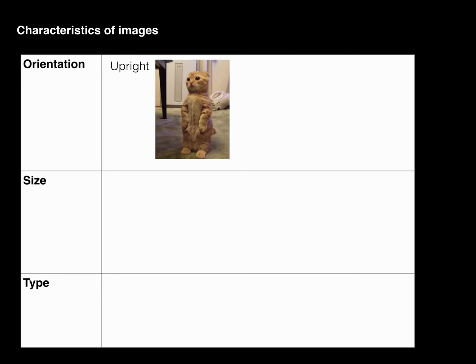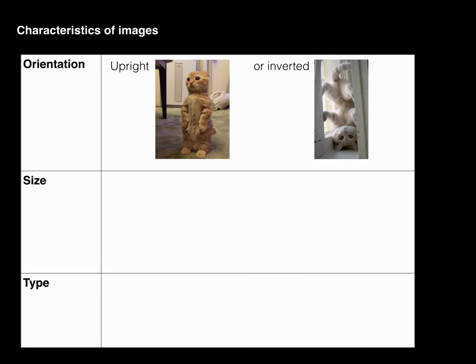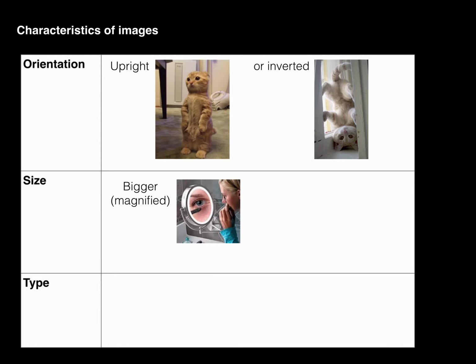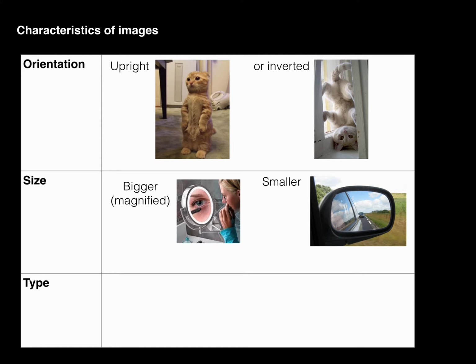There's also some vocabulary we can use for the characteristics of images: the orientation of the image, the size of the image, and the type of image. An image might be either upright or inverted in its orientation. It could be bigger or magnified, or smaller, which means you can see a much larger area in the mirror.